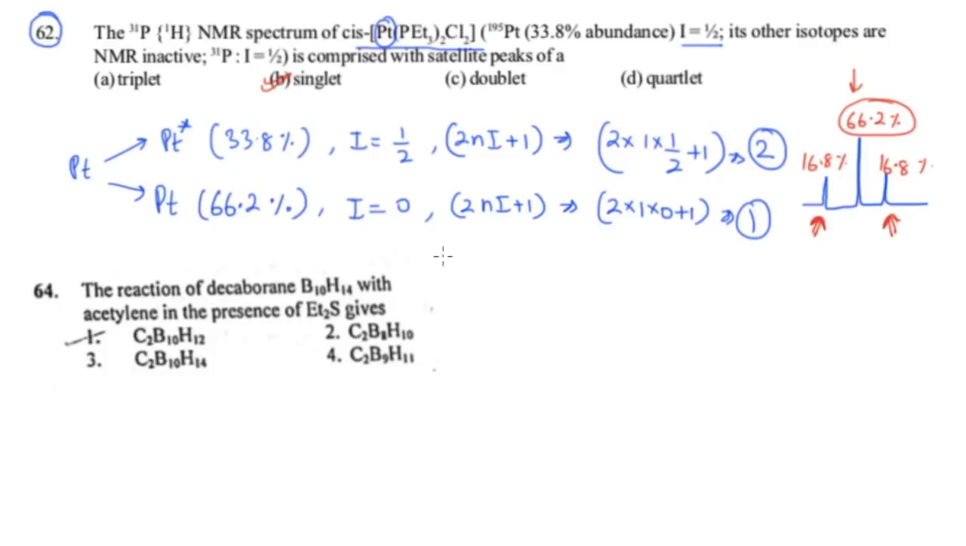So that's why the answer will be singlet. The singlet will be called the main peak, and the two doublets will be the satellite peaks. Those two satellite peaks are comprised of that singlet. So that's why the answer is B.